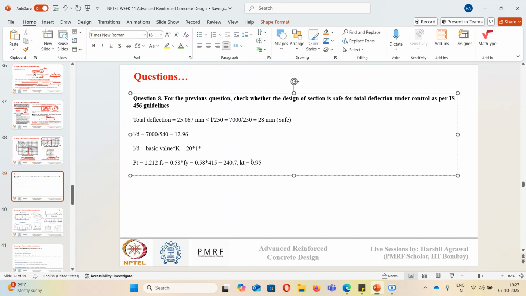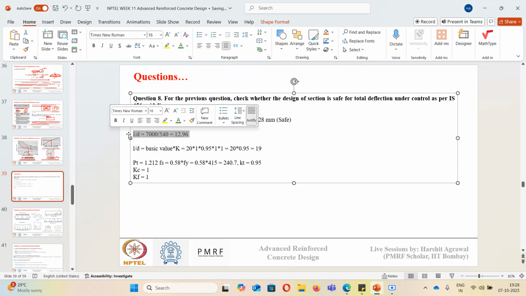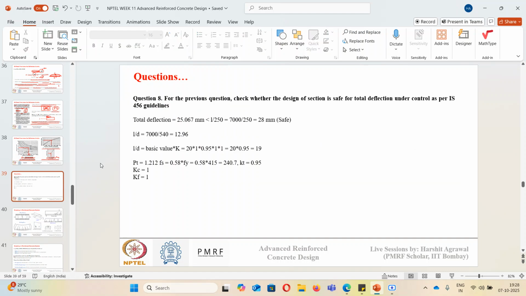Since there is no compression reinforcement, Kc will be equal to 1. And since the flange width to web width ratio is also equal to 1, Kf will also be equal to 1. Okay, so this basic value of L by D will be modified by just one factor, which is 0.95 times 1 times 1. So it will be 20 into 0.95, which will be equal to 19. So this was the limit, and this we have provided. Since the provided L by D is less than the L by D limit, we can say that the section is safe against total deflection.